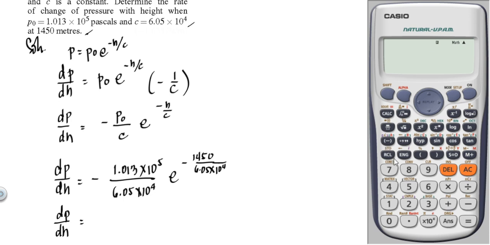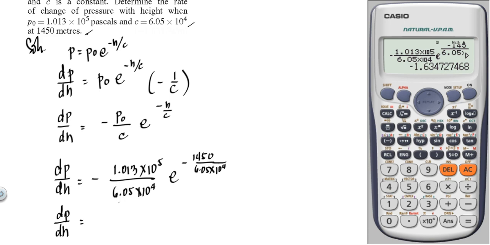Okay, mali, ulitin ko na lang. Sige, ulit na lang. So, minus, nagkamali ako ng pindot eh. Sige, 1.013. Okay. Mahirap pag stylus gamit mo. Okay, 6.05. Then multiplied by e, alpha e, raised to, then fraction, then minus 1450 over 6.05 raised to 4. Okay, press equals, and the answer is minus.